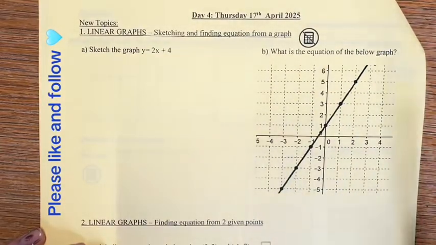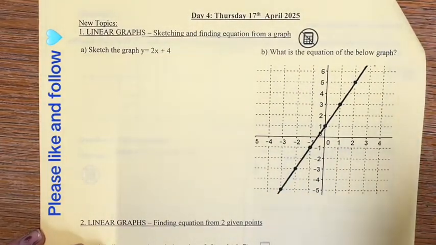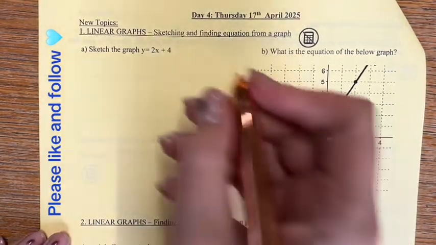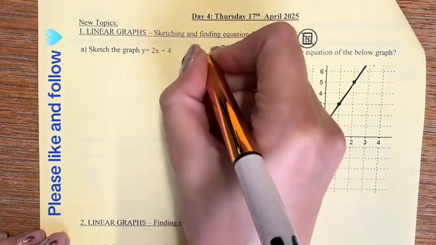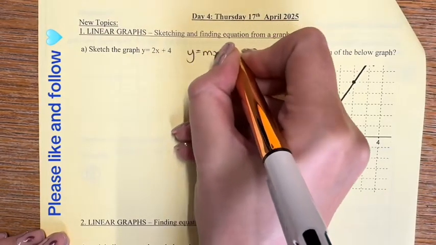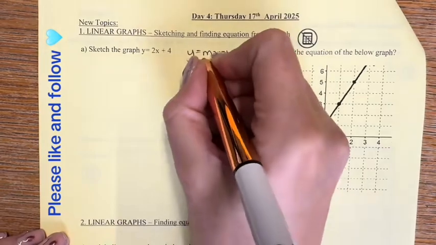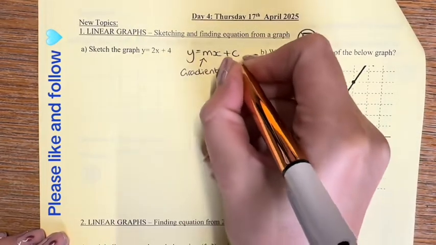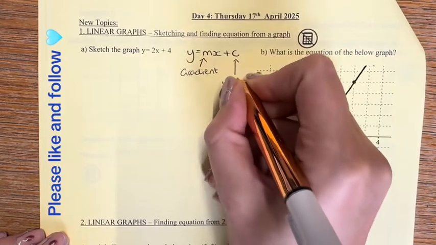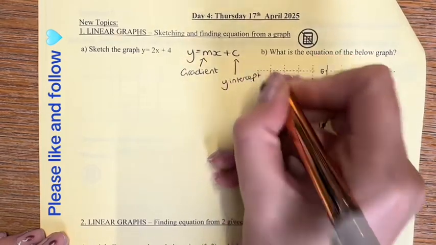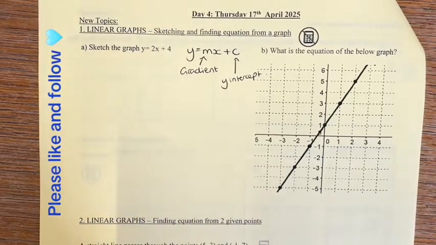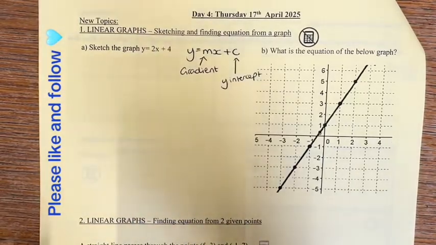Okay, so today we are looking at linear graphs, sketching and finding the equation from a graph, and with some coordinate work as well. So firstly, I just need to remember that if I have a straight line graph and it's written in this format, m represents the gradient, so that's the change in y over the change in x, and c represents the y-intercept.